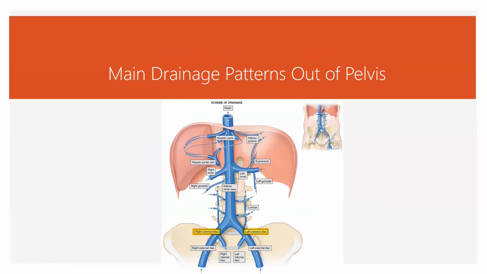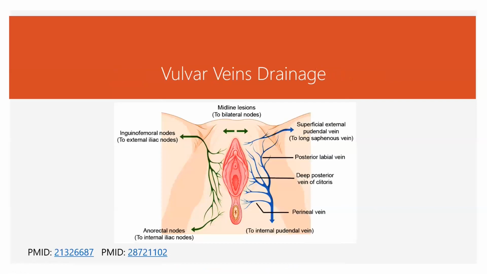So what we see in the vulva is that there's a lot of mixed drainage patterns. The body loves redundancy when there's something really important. And so we're going to see a lot of anastomosis, a lot of alternative routes in the drainage system.